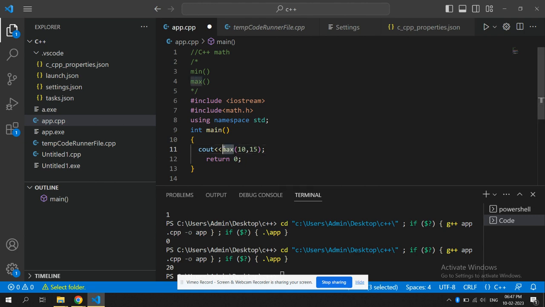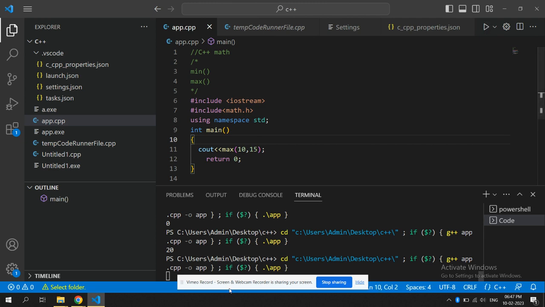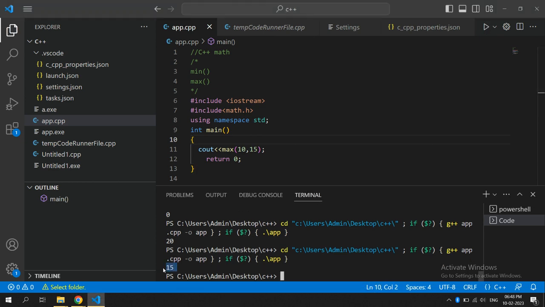But let us try this using the computer language. In order to use this max function, your math.h header file should be included. So I will save this file and run. Let us wait for the answer. As you can see, 15 is the maximum number, and this is the output given using the max function.